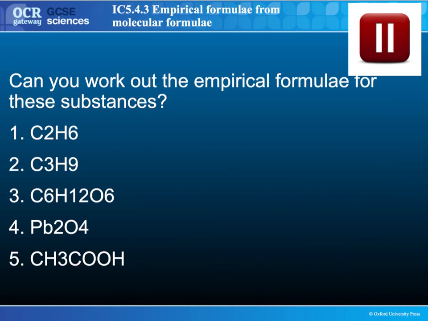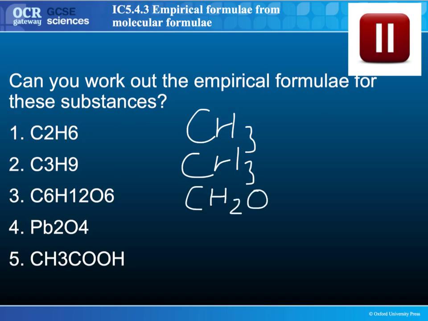Here's some simple examples for you to try. The first one, CH3. Second one is also CH3. You get CH2O for glucose, PbO2 for lead oxide, and then probably the most complicated of the five.